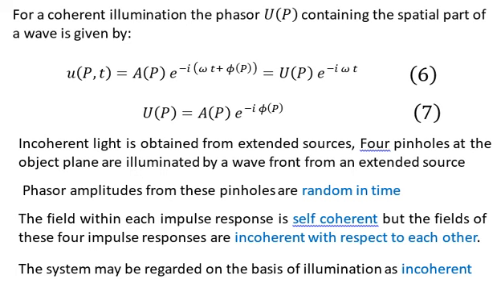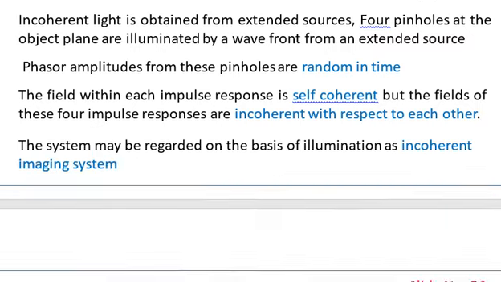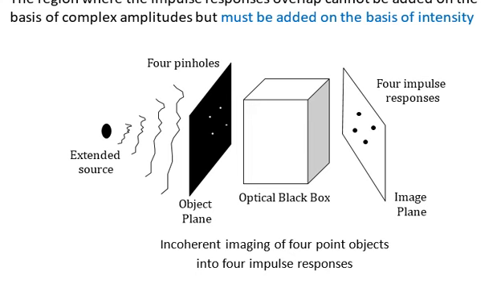Incoherent light is obtained from extended sources. The 4 pinholes at the object plane are illuminated by a wavefront from an extended source. This is what we are talking about in this figure. An extended source is present, which is generating a complex wavefront. This is not a perfectly spherical wavefront, but a complex wavefront. It will illuminate the object plane, and the object plane will generate wavefronts which are also complex, and those wavefronts will pass through the optical black box. At the end, the wavefronts generated will be converging, but they will not be perfectly spherically converging wavefronts; some complex type of wavefronts are obtained over here.